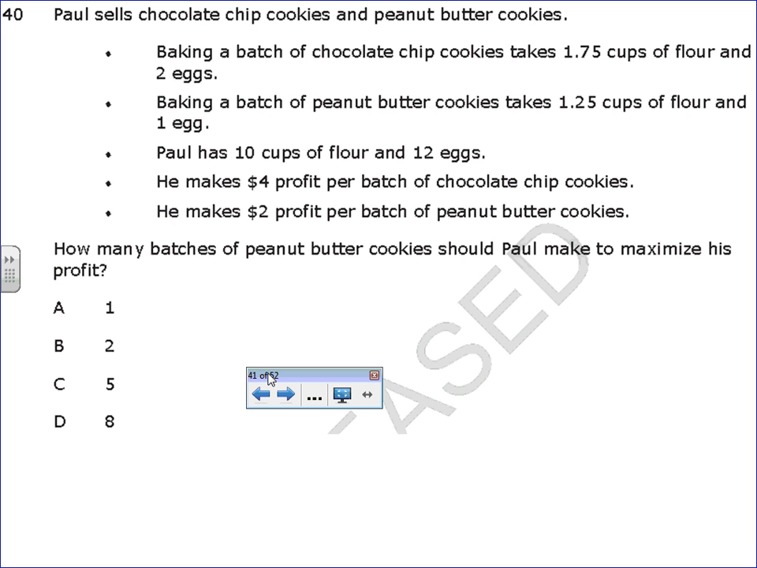Alright, for 40, this one is also very extensive. I had a lot of work. You might have a faster way to do it, but I'm just going to show you the way I did it. Also, Paul sells chocolate chip cookies and peanut butter cookies.